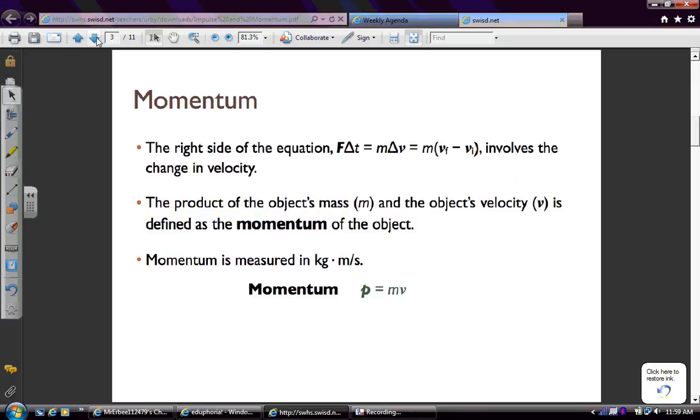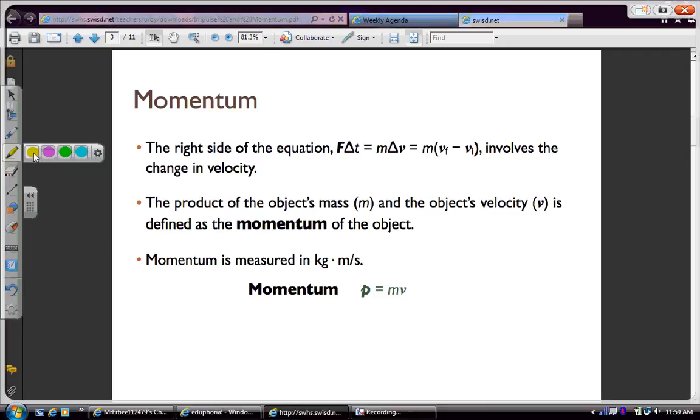Okay, so let's go ahead and take a look at the next slide. Now for momentum, if we look back at that exact same equation from the first page, right here, force times time is equal to mass times the change in velocity. This involves the change in velocity, which for us is going to be important for momentum, because the equation for momentum is right here. Momentum equals mass times velocity.